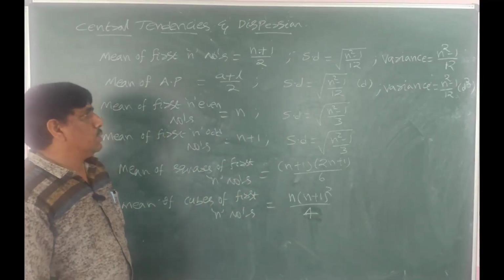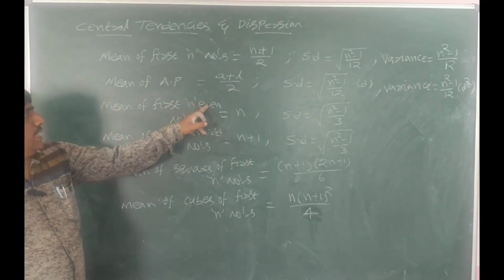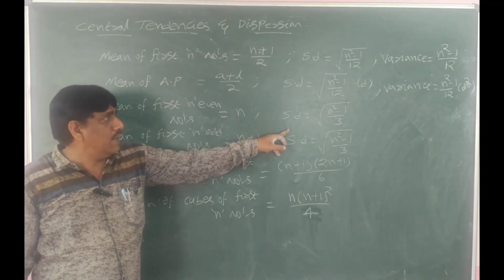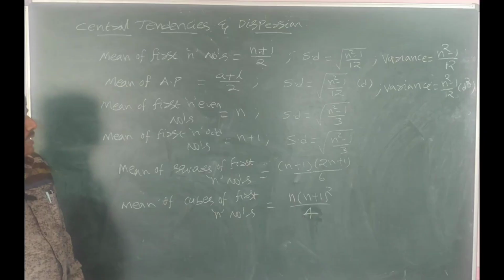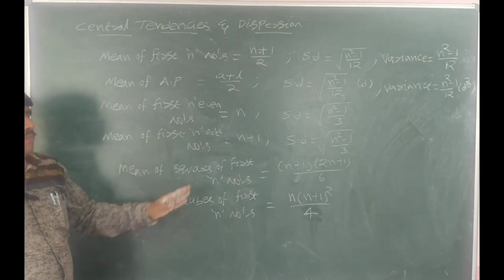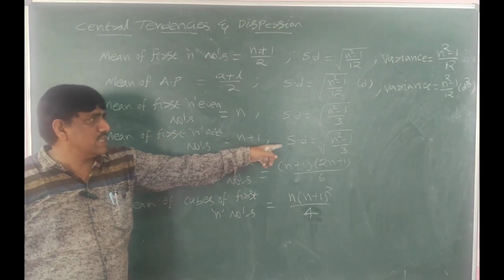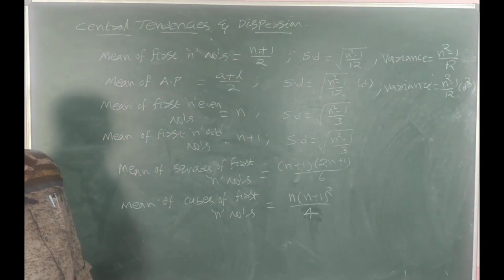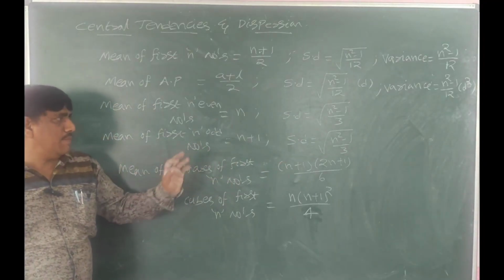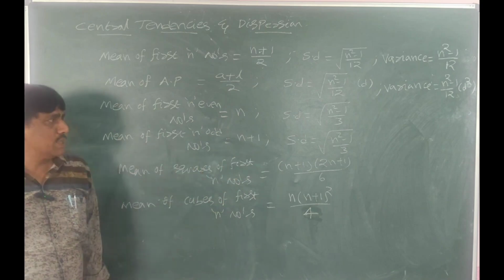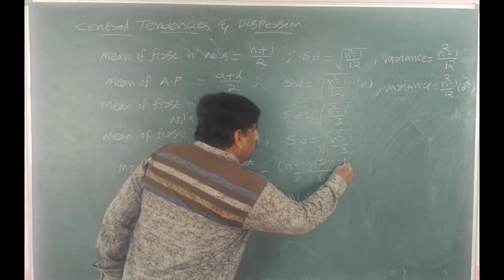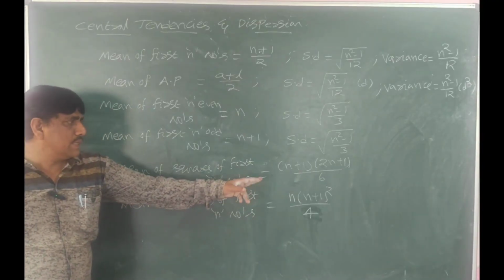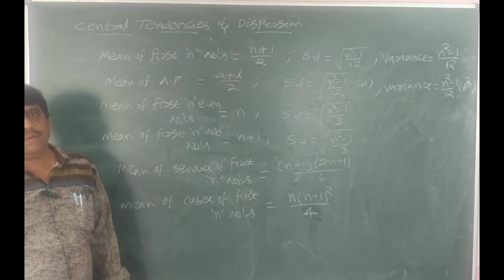Similarly, the mean of the first n even numbers is n, and the SD for the first n even numbers is root of n square minus 1 by 3. The mean of the first n odd numbers is n plus 1, and the SD for the first n odd natural numbers is root of n square minus 1 by 3. The arithmetic mean of squares of the first n numbers is n plus 1 into 2n plus 1 by 6, and the arithmetic mean of cubes of the first n numbers is n into n plus 1 whole square by 4.